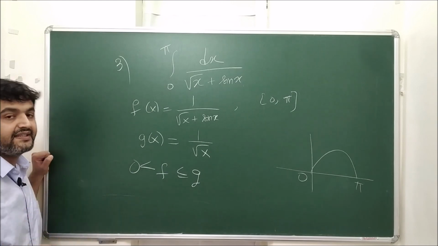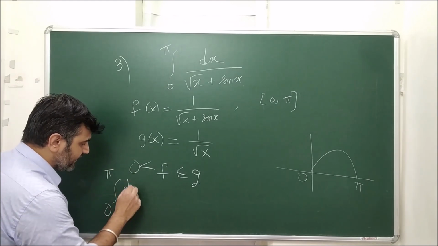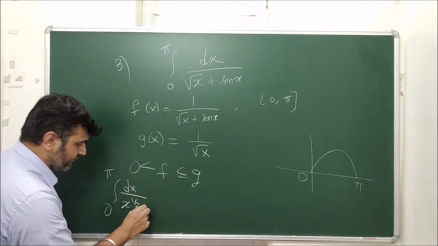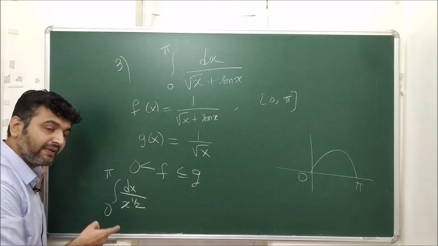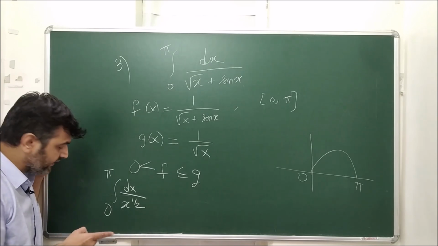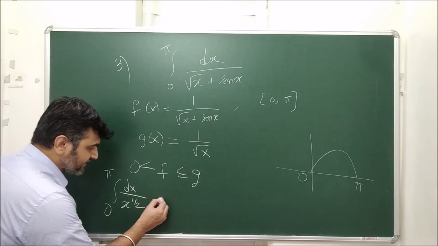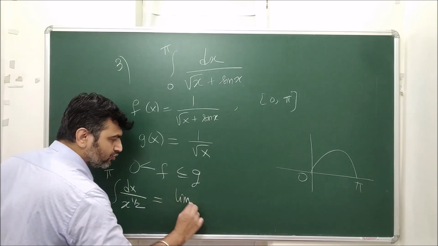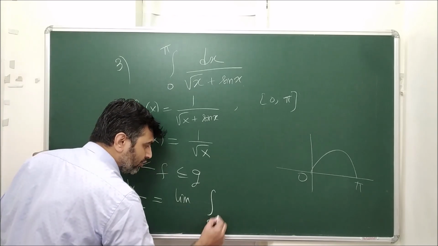Good. Now you apply DCT. So what do you know about integral 0 to pi dx upon root x, meaning x raised to half? Now don't be in a hurry and say this is convergent, this is divergent by p integral test. For p integral you need a to infinity. Okay, so don't make that mistake. Now this is the improper integral of type 2. You know how to solve the improper integral of type 2. 0 is the problematic point.